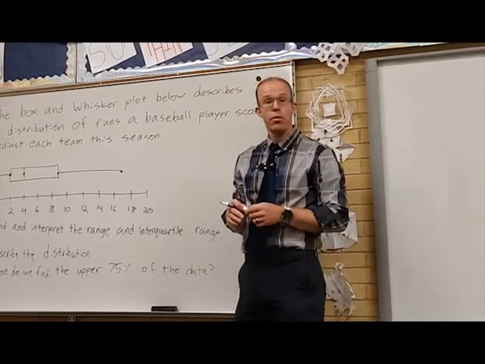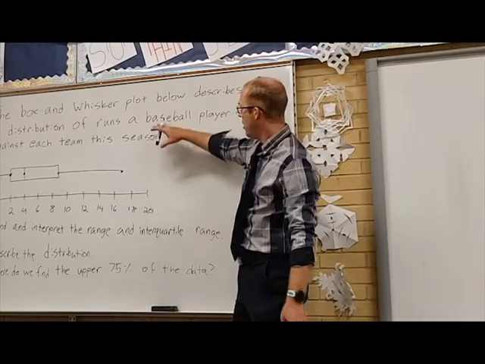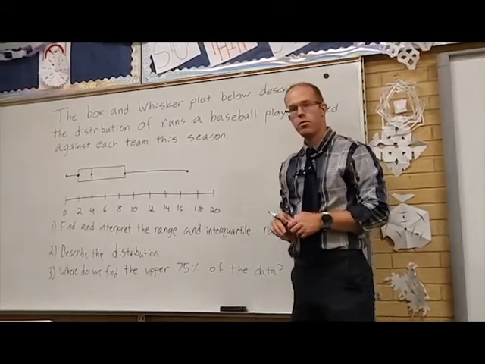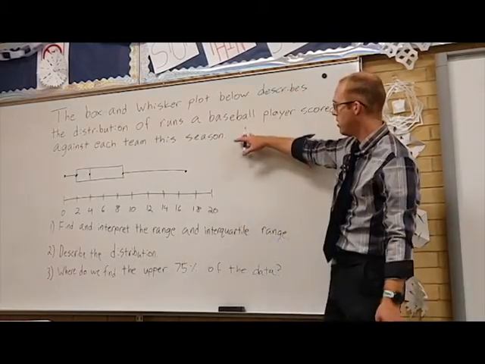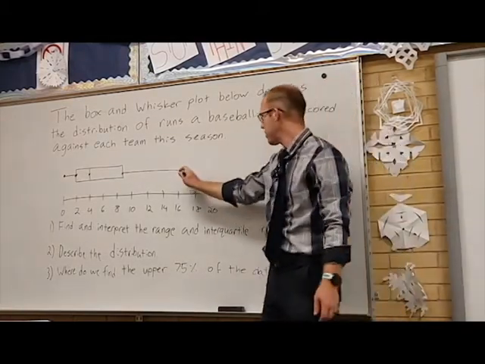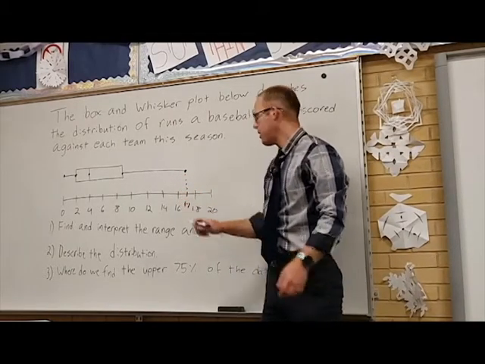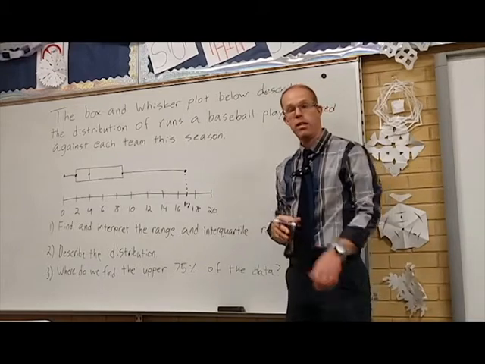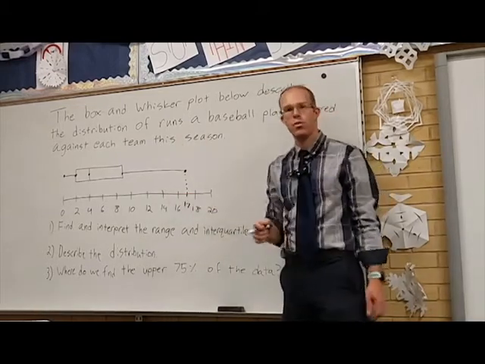Now that we've introduced the box and whisker plot, we're going to look at a practical scenario for us. This scenario describes the distribution of the runs that a baseball player scored against each team this season. And so up here we can see the maximum happens at 17. That means that against a team somewhere along the season, they scored 17 runs.